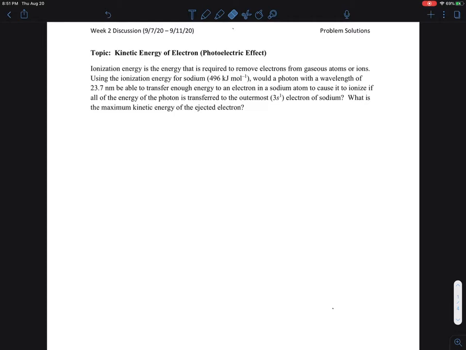So the governing equation is, you probably know, this is the photon energy, and that is essentially injected or used to take the electron out in the form of an ionization energy, and the extra energy is the kinetic energy to move the electrons around.